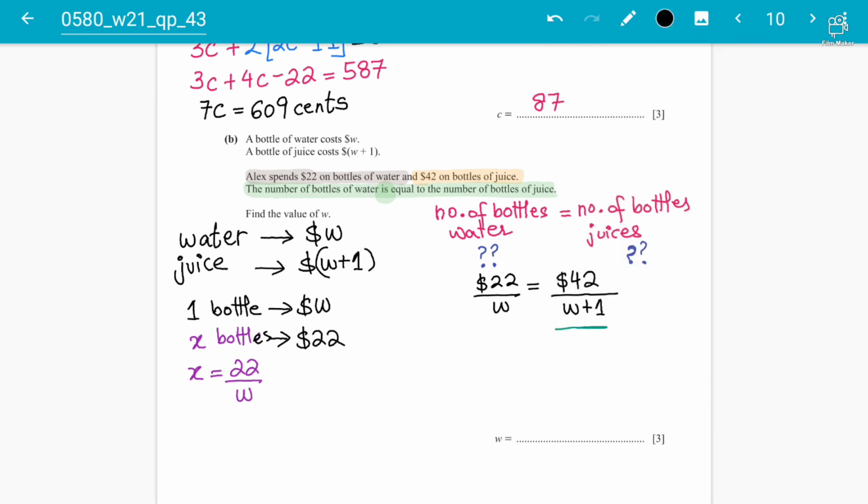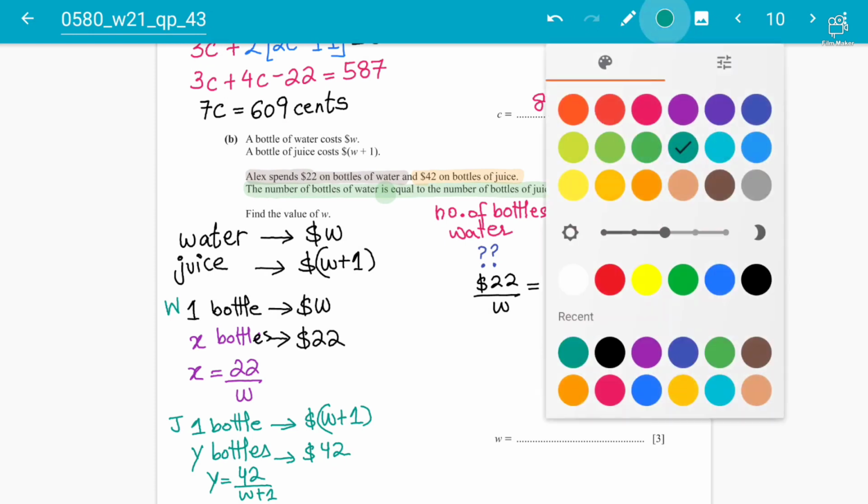Let me still do it for students who are struggling. Let's write juice here, let's write water here, okay? So one bottle of juice costs you W plus $1, okay? It's very simple. If you are spending $42, it should cost you $42 divided by W plus 1. You can write Y here, Y bottles, so Y is equal to $42 divided by W plus 1, okay? Hope everyone gets this technique, everyone understands.